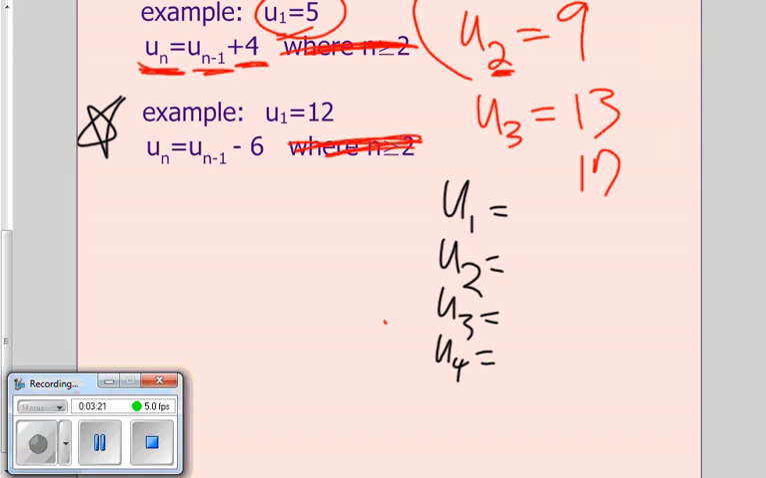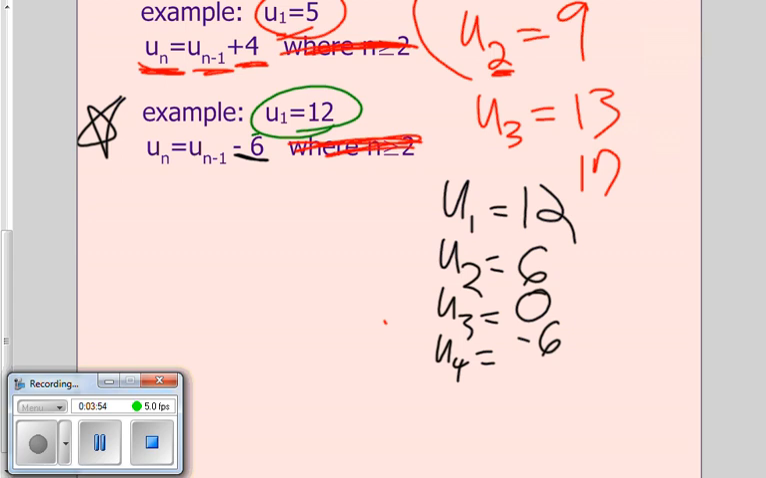All right, what do we get for our first 4 terms? U of 1 is equal to 12. U of 2 is equal to 6. 0, negative 6. And yeah, that's right, because all we're doing is taking off 6 from our first term, which is given to us, u of 1 is equal to 12, going on from there. That's how you use these to figure it out. And like I said, you'll always be given this piece of it here. And then, of course, you would need this one to know what you're doing, and then going from there.